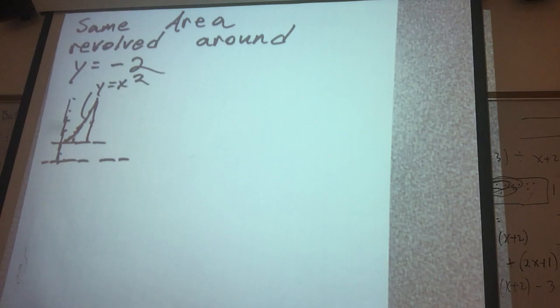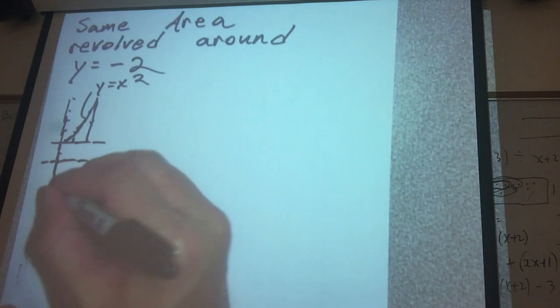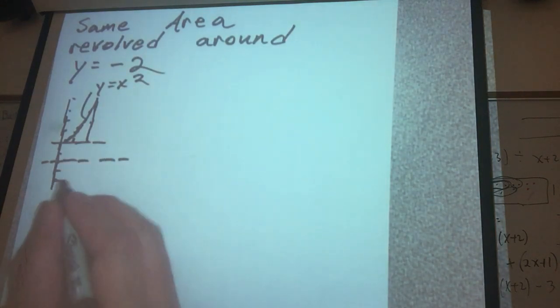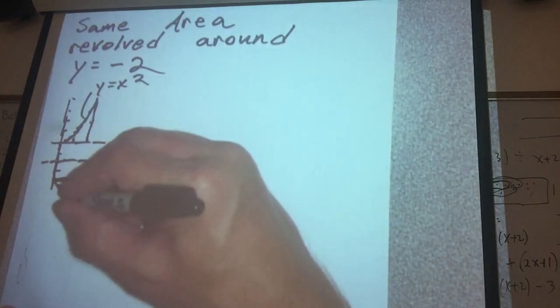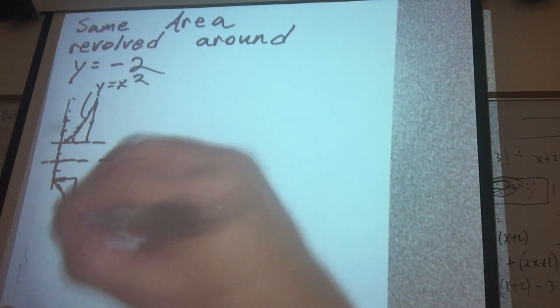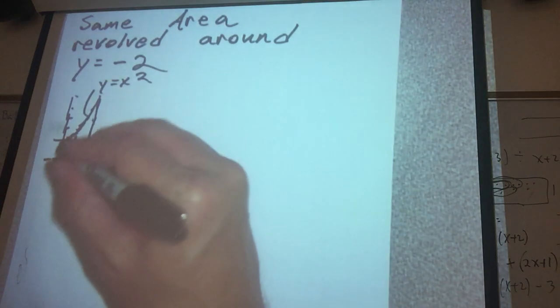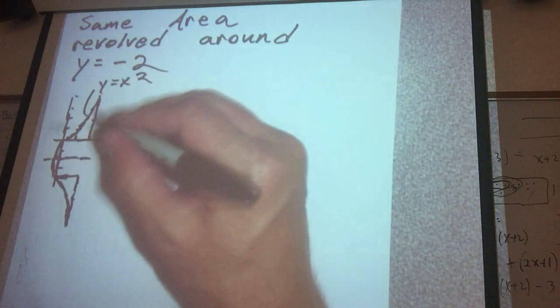Okay? So I have to imagine that if I'm revolving around this line right here, okay, so if I go down 2 more, and so that guy's going to have a base right there.